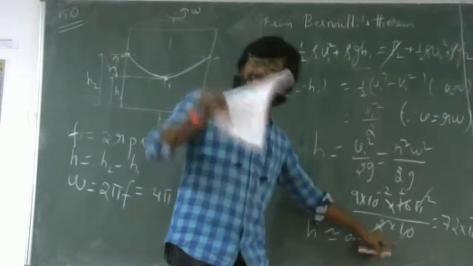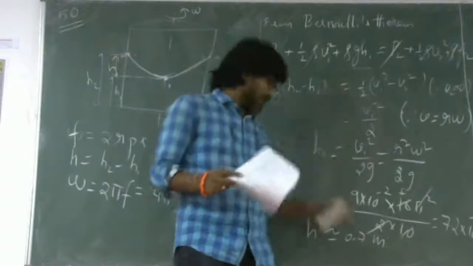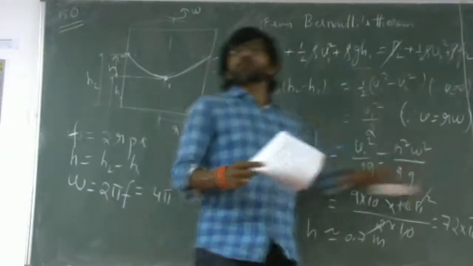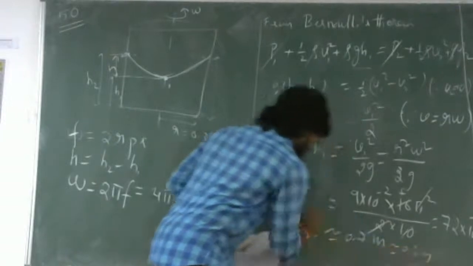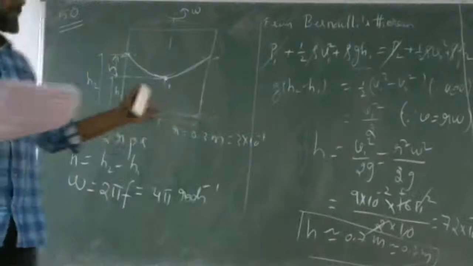If the denominator is lesser, the numerator will be greater than 0.72. So it will be approximately equal to 0.8 meters per K. Is it clear? Yes? Got it down quickly.